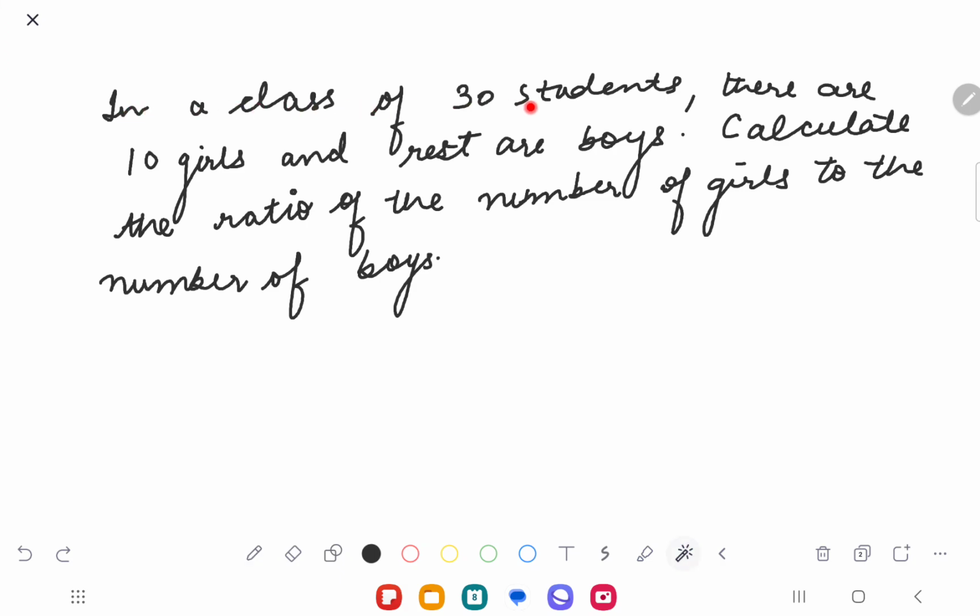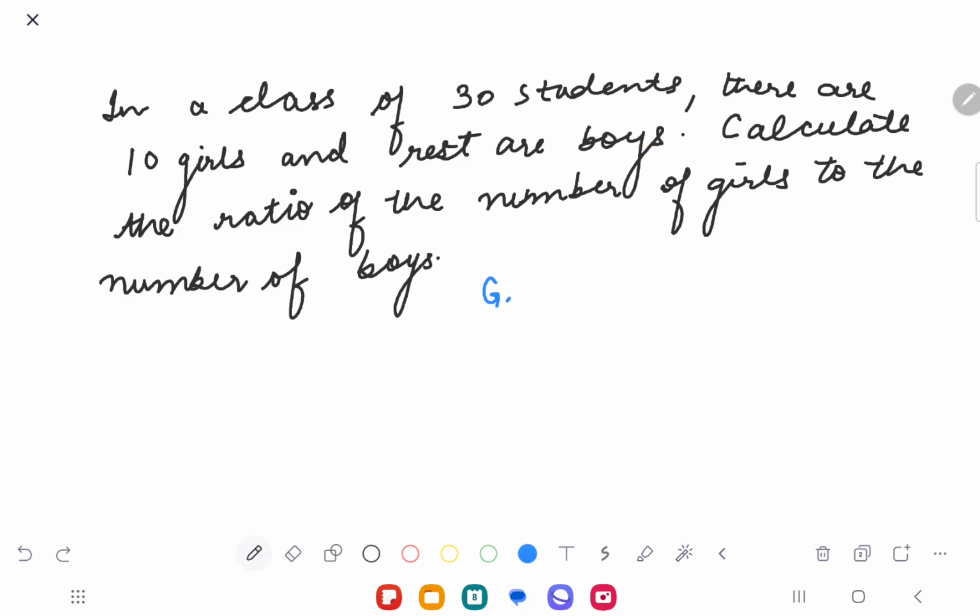It says in a class of 30 students. So how many students do we have in a class? 30. So we have 30 students in a class, right, Adam? And there are 10 girls. Out of all the students, there are 10 girls and the rest are boys. So how many are boys?